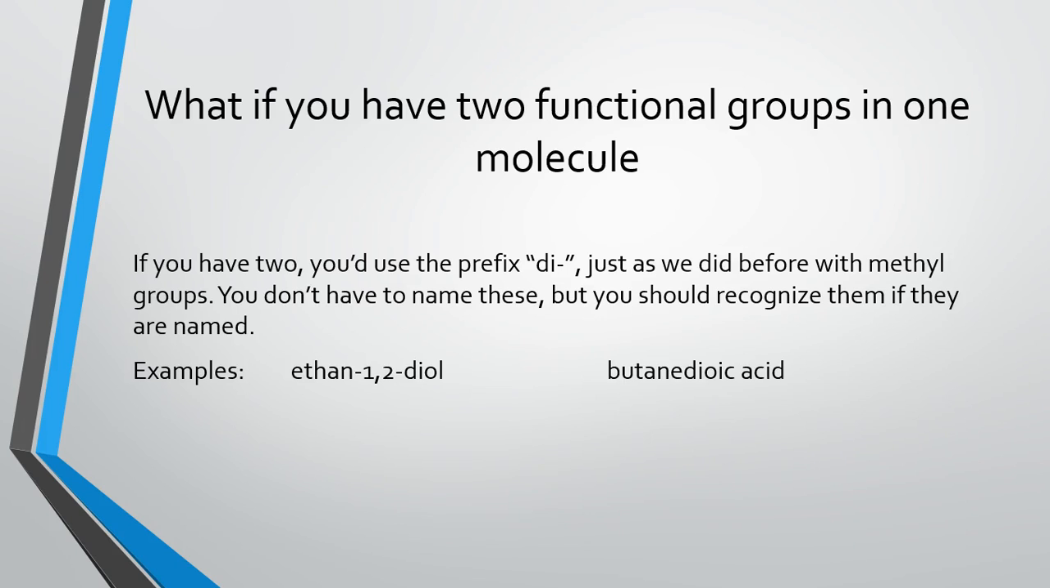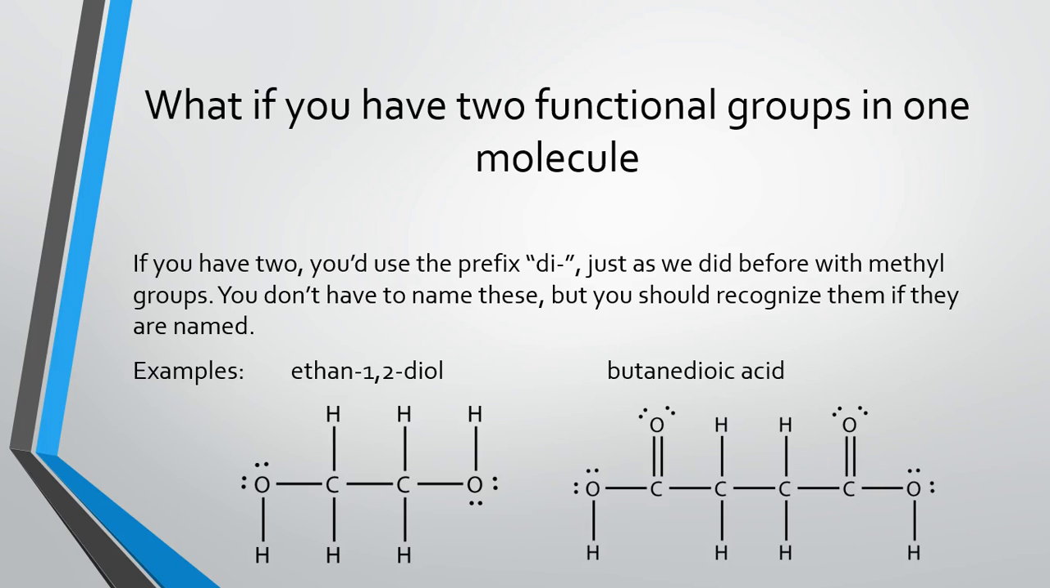So let's just look at two examples. Ethane-1,2-diol. It's ethane with hydroxyl groups on either end. And butanedioic acid. So that's butane with two carboxyl groups, one on each end. Okay? So again, you're not going to have to be able to name these per se, but you should be able to recognize them if they're named.